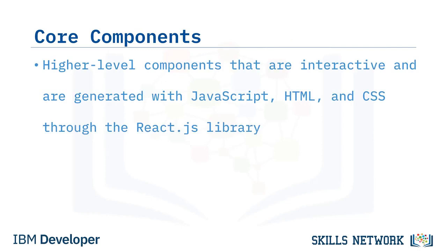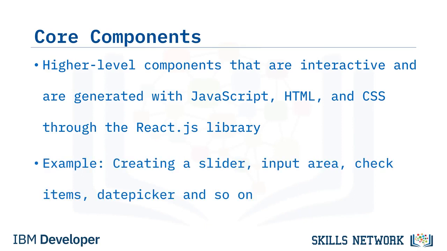The dash_core_components describe higher-level components that are interactive and generated with JavaScript, HTML, and CSS through the React.js library. Some examples of core components are creating a slider, input area, check items, and date picker. You can explore other components using the reference link provided at the end of the slide.